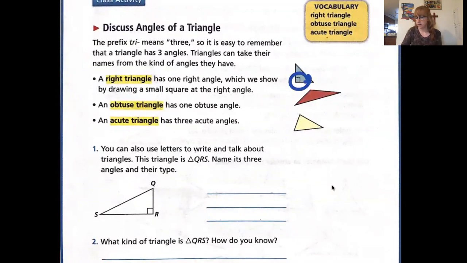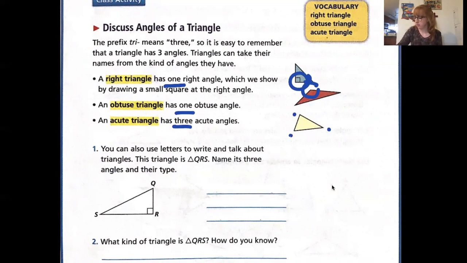An obtuse triangle has one, and again, that's important that it's just one obtuse angle. A triangle can't have more than one obtuse angle. And then an acute triangle, all three angles are acute. So if we look at those three angles, those are all acute angles, or less than 90 degrees.